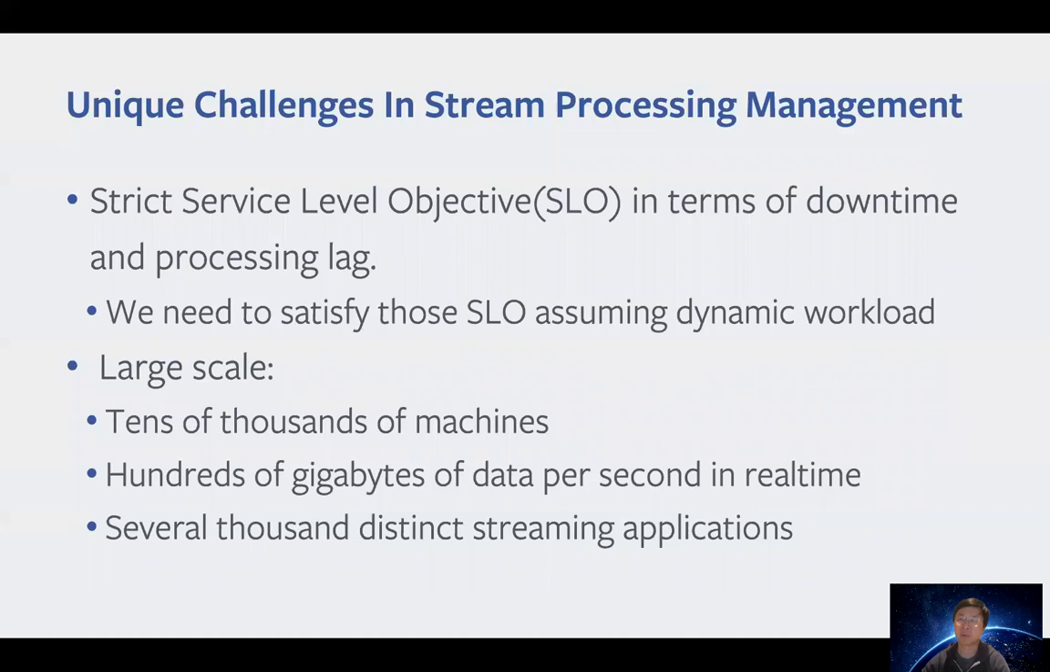Those requirements are common for all stream processing jobs. So those challenges are: one, very strict service level objectives, typically P99 latency on the order of tens of seconds. And we need to satisfy those SLOs, assuming machine failures and large traffic variations for the input data. The second challenge is that we're running at large scale. So we have tens of thousands of machines, hundreds of gigabytes of data per second, and several thousand distinct stream processing applications. And Scuba Tailor is just one such application.